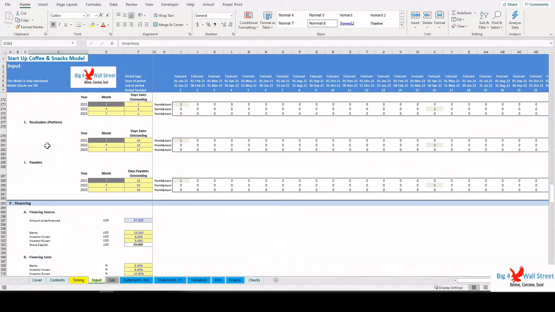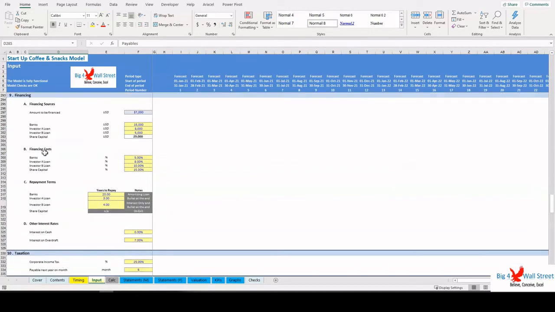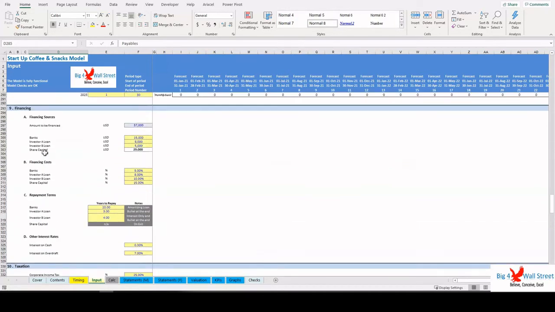the working capital assumptions, inventory, receivables and payables can also be adjusted accordingly, and finally the financing assumptions of the business, whether these are debt or equity financed, can also be amended.